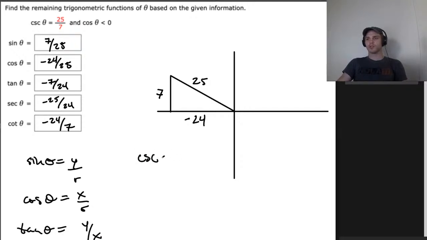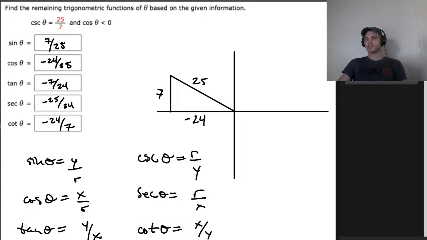Cosecant, the reciprocal of sine, is r over y. Secant theta is r over x, and cotangent theta is x over y. So pause this and write those down. You can find these on the internet. Make yourself a cheat sheet, stick it on the wall behind wherever you do your homework, or put it in your notebook. This is a good thing to keep as a reference.